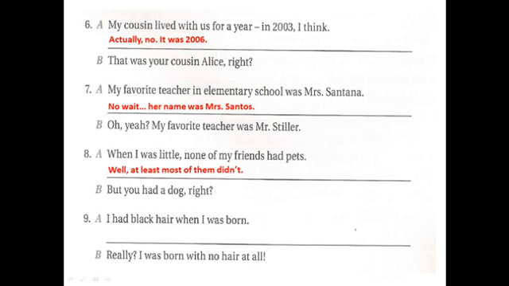Sentence or conversation number 9, which is the last one. I had black hair when I was born. Well, actually it was dark brown. Okay, so he made a mistake and corrected himself. Really, I was born with no hair at all.